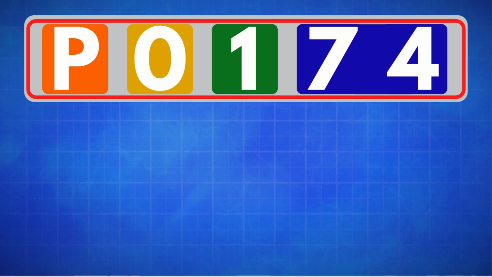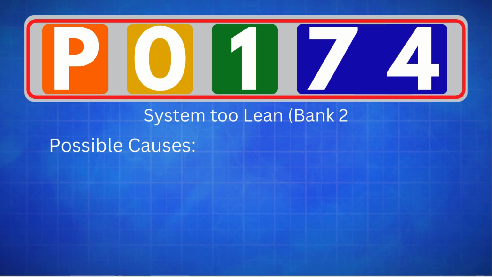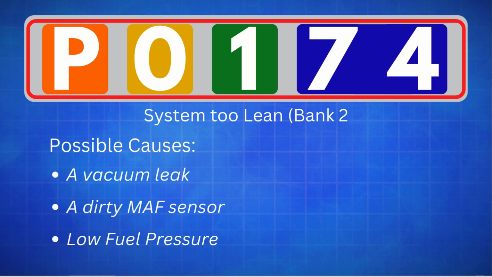Similarly, we have P0174, which indicates the engine is running too lean for bank 2. The causes are quite similar: a vacuum leak, a dirty mass airflow sensor, or low fuel pressure.